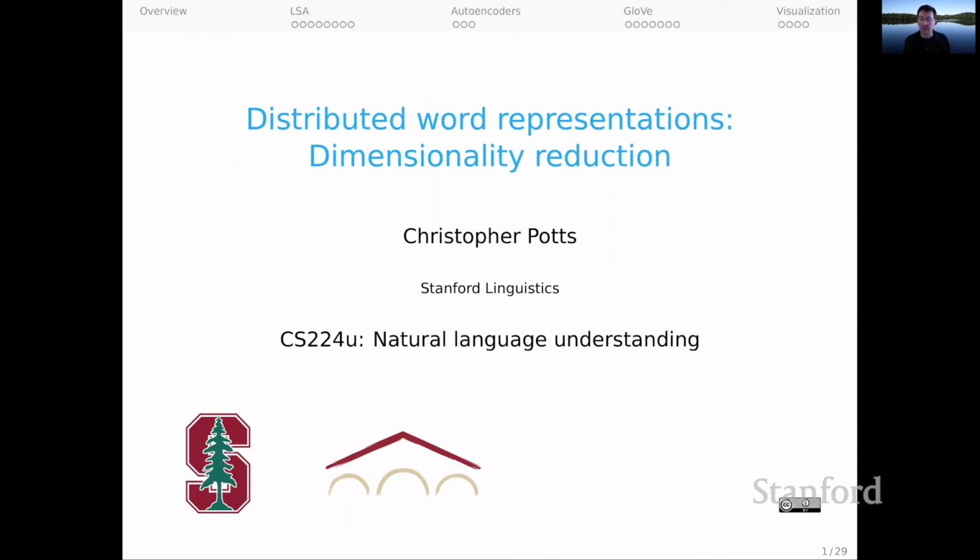Hello, everyone. Welcome back. This is part 5 in our series on distributed word representations. We're going to be talking about dimensionality reduction techniques.